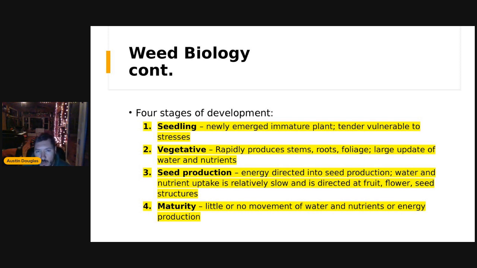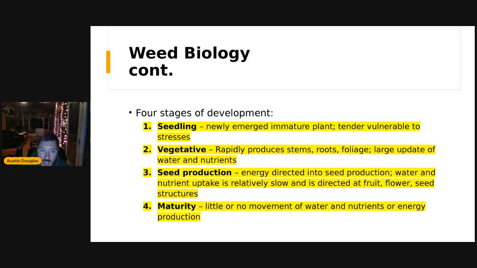So the 4 stages of development, this is one of the objectives that you're supposed to learn. We have seedlings, which are newly emerged immature plants. They're very tender, very vulnerable, and they can be stressed out super easily. They can also be managed super easily. We have the vegetative stage, which rapidly produces stems, roots, and foliage.